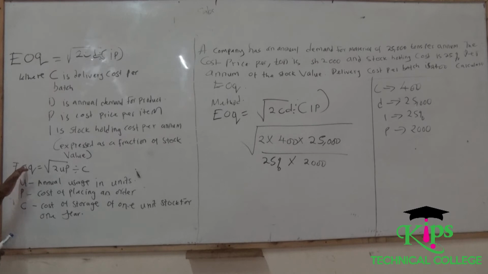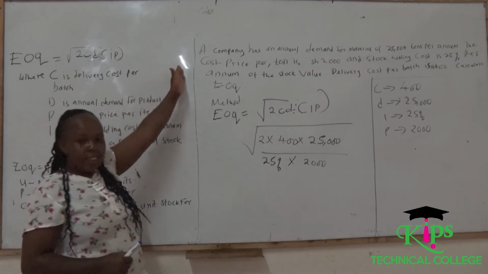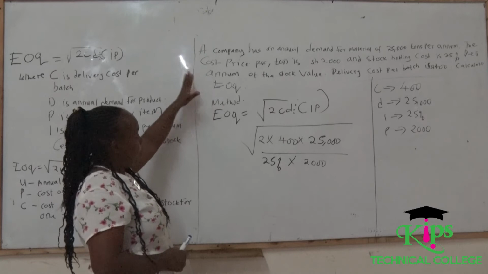Another formula is the square root of 2UP divided by C. U stands for annual usage in units. P stands for cost of placing an order. C stands for cost of storage of 1 unit of stock for 1 year. This is the calculation that we are going to use for our question.